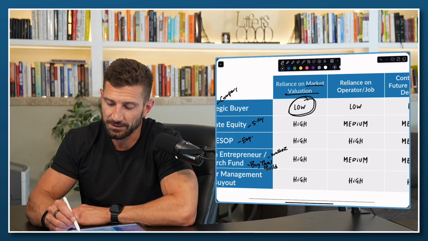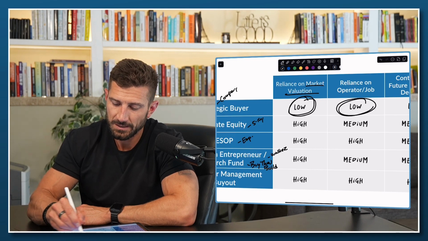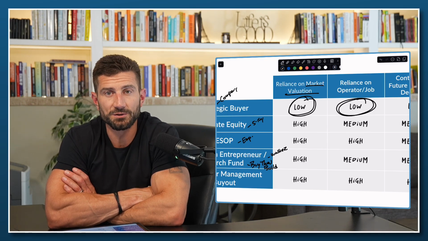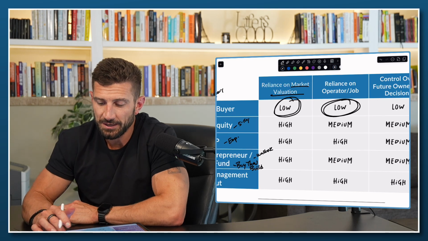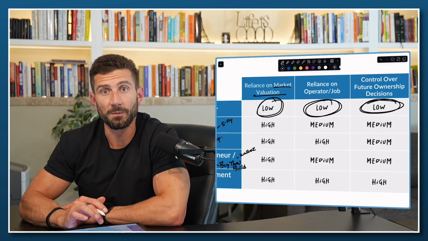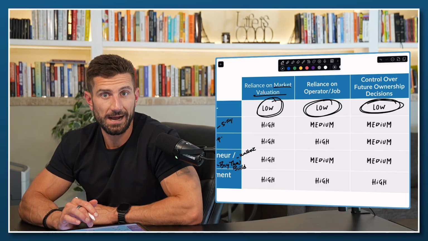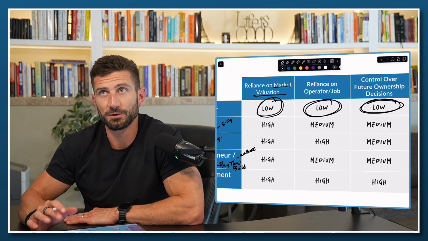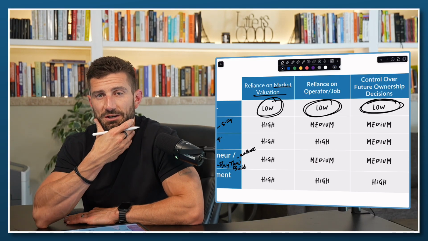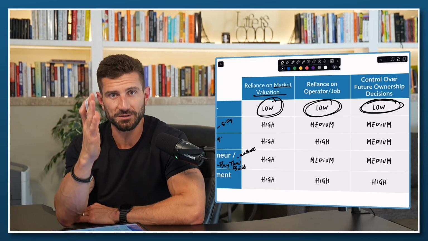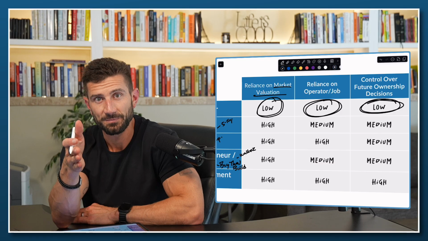Reliance on the job and the operator is low because a lot of times strategic buyers will have an executive team. So they're bolting you on and there's a lot of back office synergies behind that. But then your control over future ownership decisions is going to be very low. And your ability to get more cash at closing is very high. So if legacy is a huge important thing for you and you want to make sure that you've got a lot of your fingerprints all over the future direction of the company and maybe more say, this might not be the right route. But if you wanted to accelerate your timeline to get out of the business, this is a good way to do it.